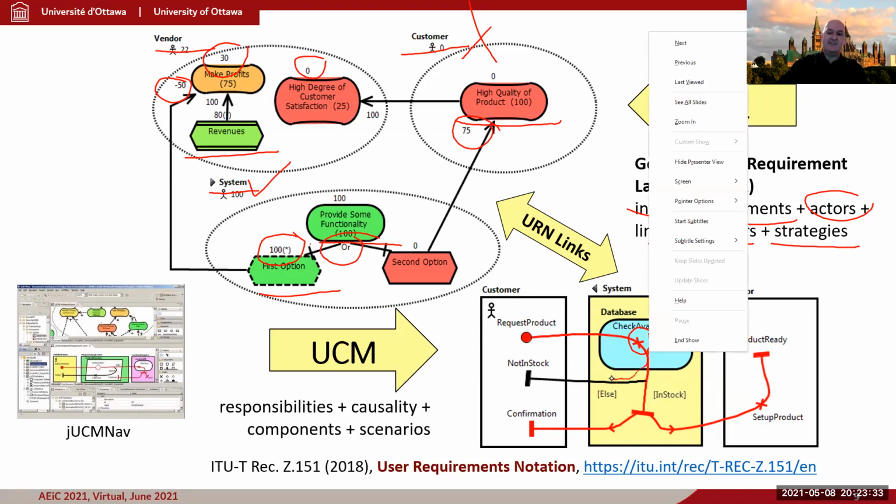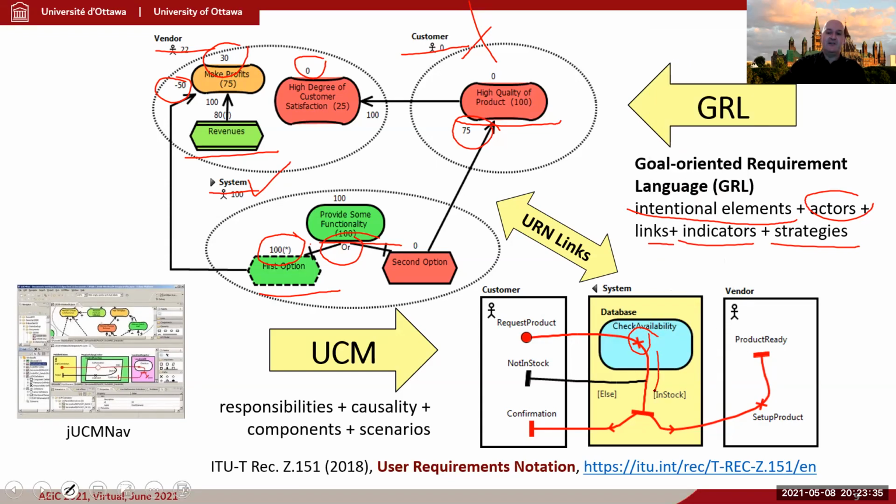In addition to sequencing, we have obviously alternatives. We have concurrency as well, hierarchical decomposition, and also we can bind responsibilities to containing components, and we can have hierarchical structures of components. Like here, check availability belongs to a database that belongs to the system itself.